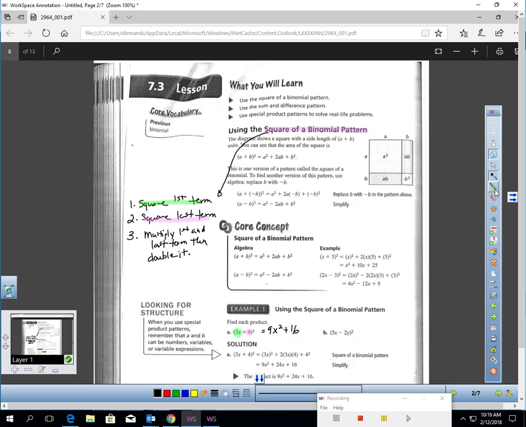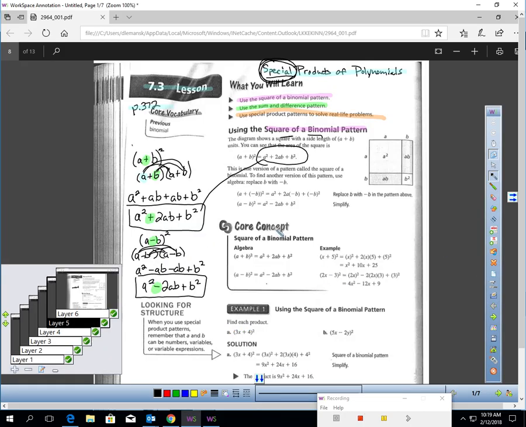And then the last step is to multiply the first and last term and then double it. So I want to take 3x times 4. 3x times 4 is 12x, and double 12x, that would be 24x. And then let me just write this in proper descending order. I'd have 9x squared plus 24x plus 16, which is what you see here. Okay? So you can follow these three rules, and in 3 steps you're done.